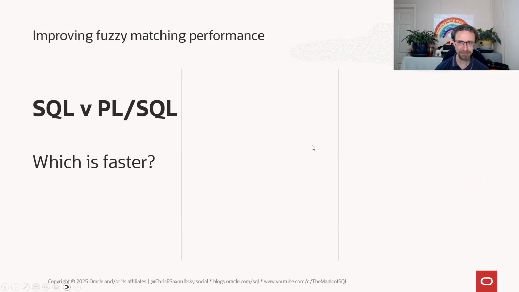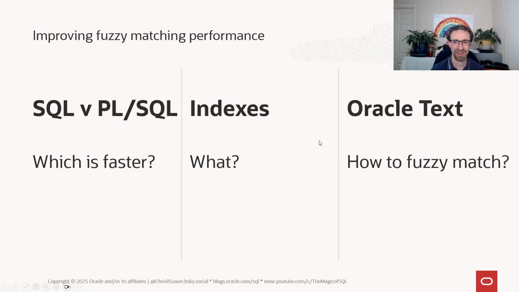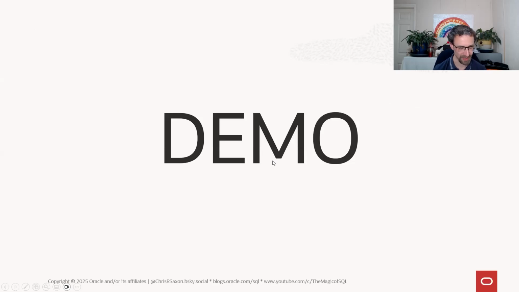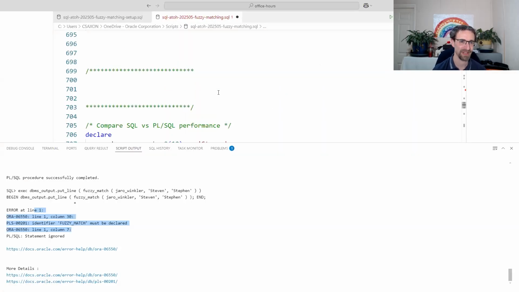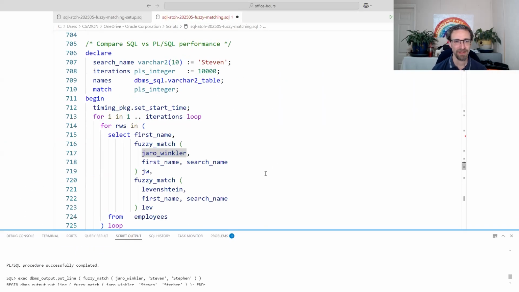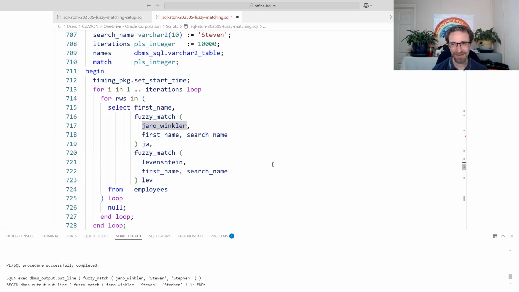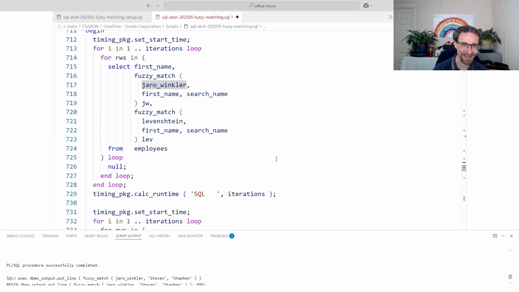Okay, so SQL versus PL/SQL, which is faster? Any of you feeling brave, give us a vote before we actually do that. Indexes, how do we create them? What are they on? How do we use them? And then Oracle Text, how do we fuzzy match? Okay, right. So at this point, we're going to jump into a demo. So no one's been brave. No one's going to vote. Oh, come on. You let me down.